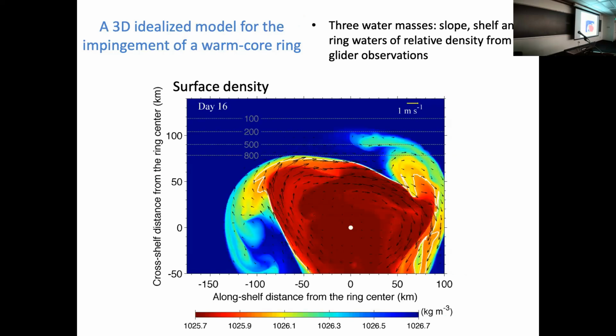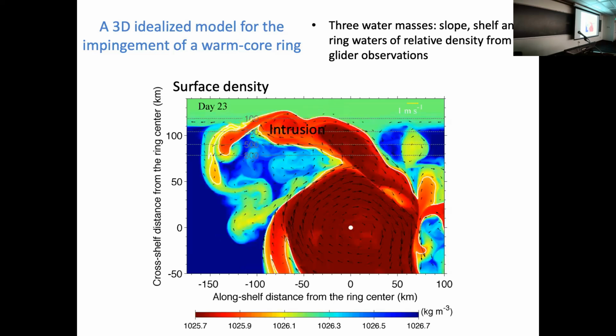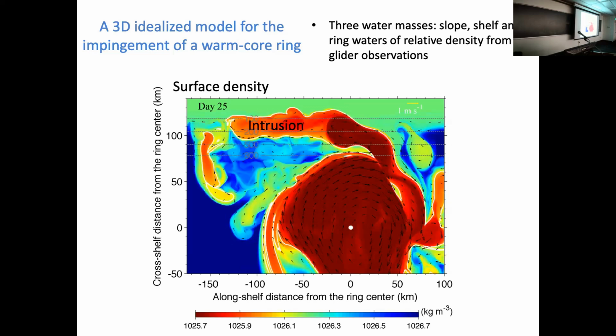You generate this kind of limb feature, and then as the limb continues spinning, you generate this further. Now this limb is touching the shelf break, the 200-meter isobar, and then sometime later generates an elongated pattern onto the shelf break, and then penetrates further to the west. So we qualitatively reproduce this pattern, but now we have this 4-dimensional quantity.